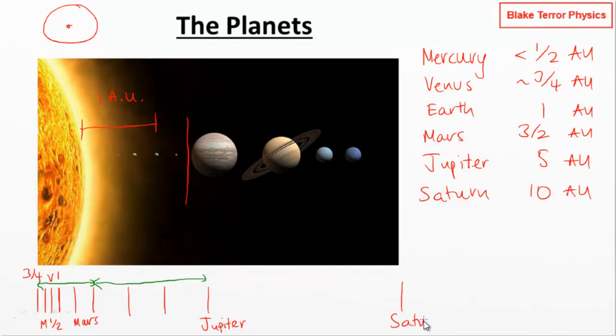So Saturn might be around about there, say. So let's ignore these lines, they were just marker lines that I was putting in. And that's the sun that we've got there. So we've got 1, 2, 3, 4, 5, and then 6.